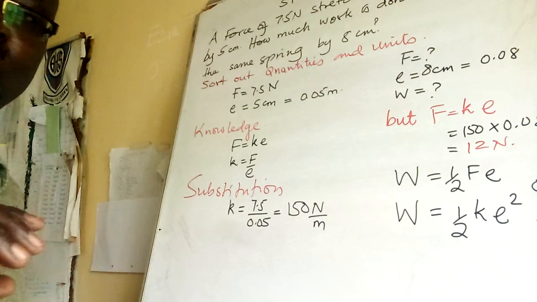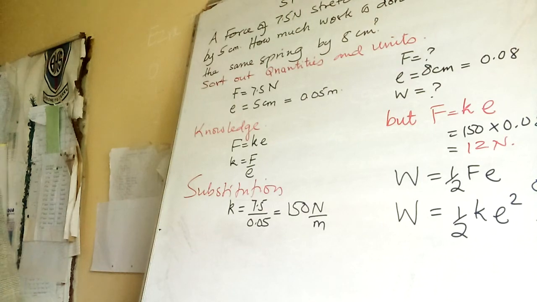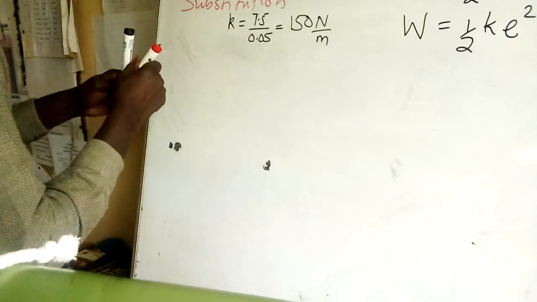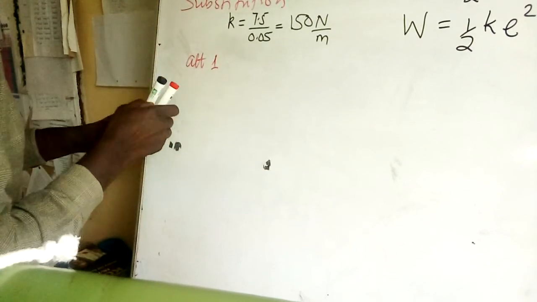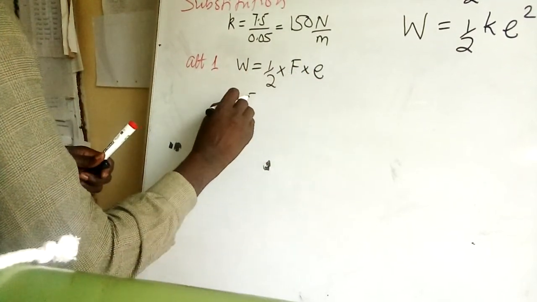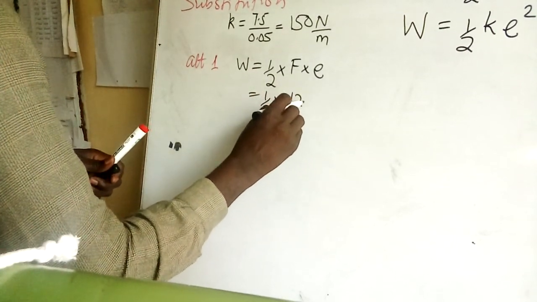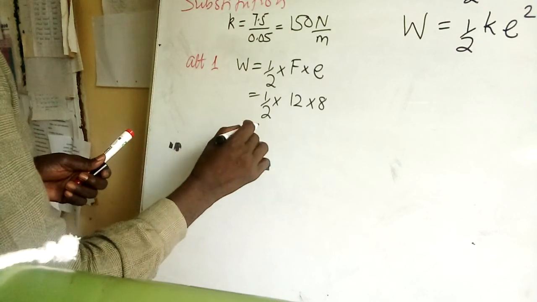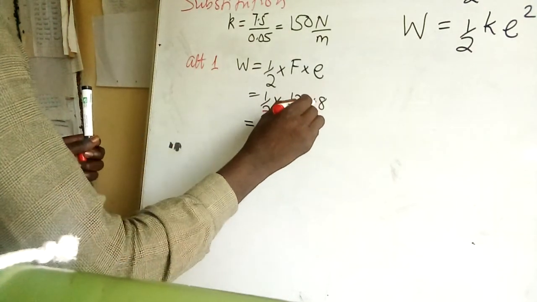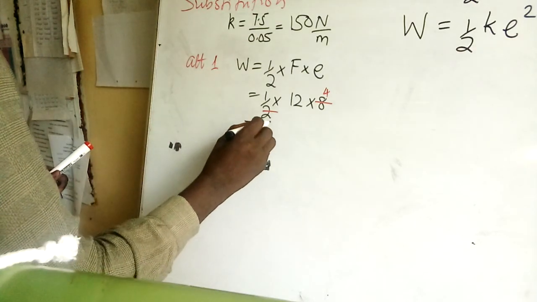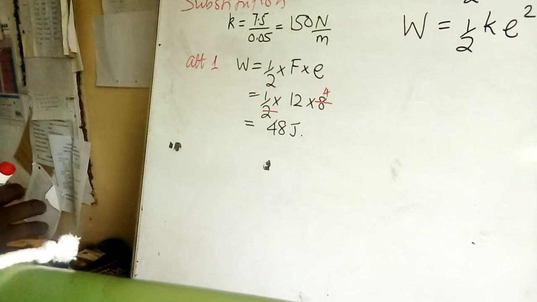Okay? So I want to lower my camera further down before I bring it up to conclude. So let me lower it down there. Okay? So we have alternative 1. Alternative 1 is work is equal to a half by F by E. Then substitute a half by force 12, extension 8. Okay? So what do we get now here? We can say, whichever way you want, this cancels that to give me 4. So what do I get here? I get 48 joules. Is that correct? Yes, I get 48 joules.